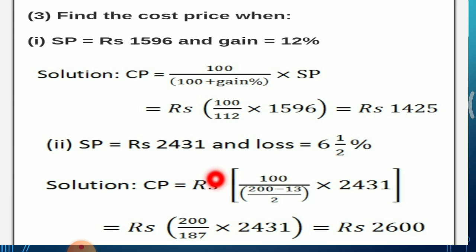Next question is that selling price is equal to 2431 and loss is equal to 6 whole 1 by 2%. So the formula of CP is equal to 100 by 100 minus loss percent multiple SP. So 100 by 100 minus 13 by 2 multiple 2431. When you will class it, so your answer will be 2600 rupees. Okay.